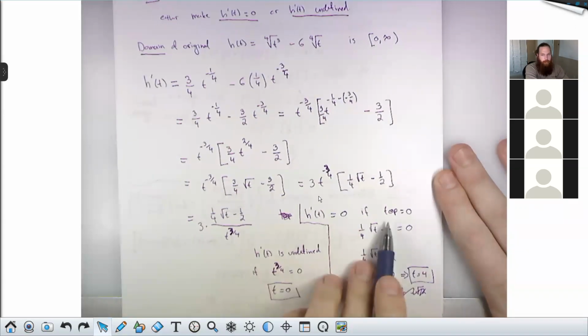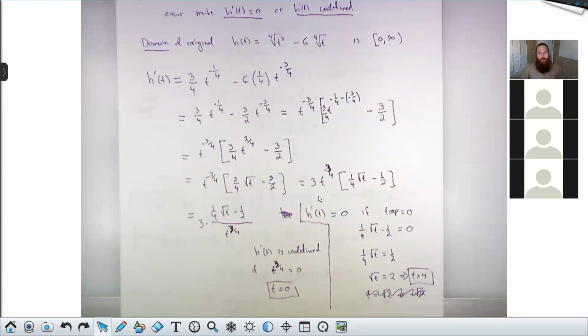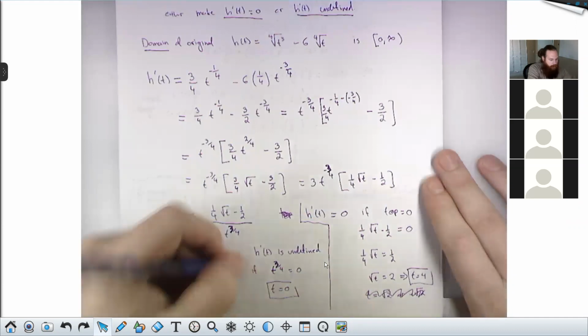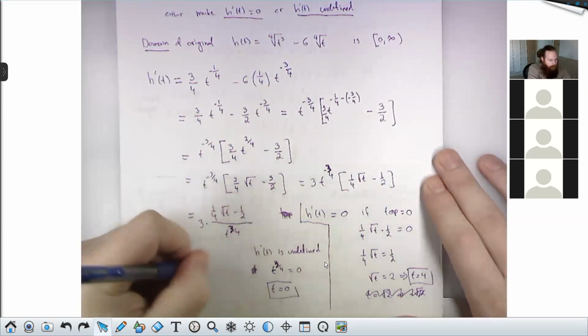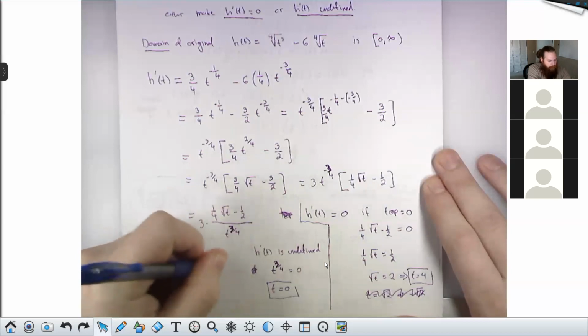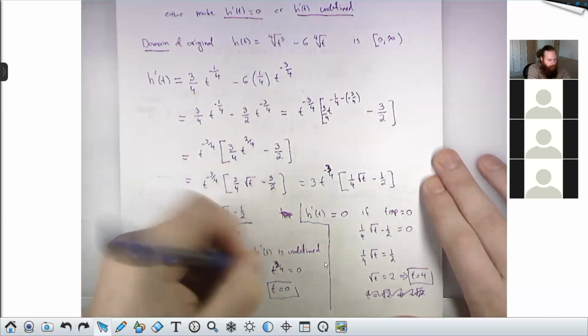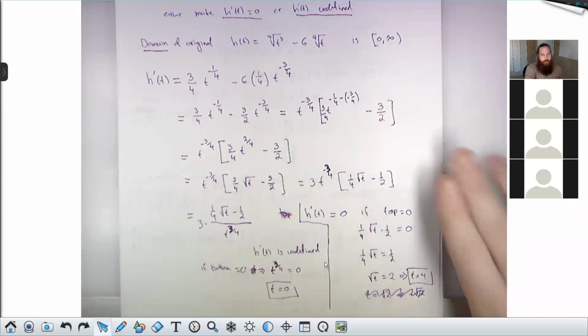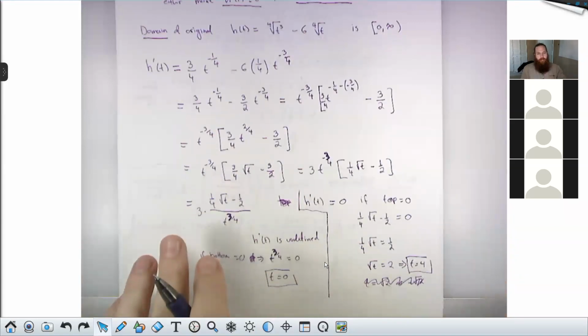And that will happen if the top is 0, right? Because a fraction is 0 if its numerator is 0. So if I want to find where this whole apparatus is equal to 0, I just set its top equal to 0. But I also need to find anywhere that h primed is undefined. And that's going to be places where the bottom is 0. So h primed of t is undefined if the bottom equals 0, which means that t to the 3/4 would be 0.